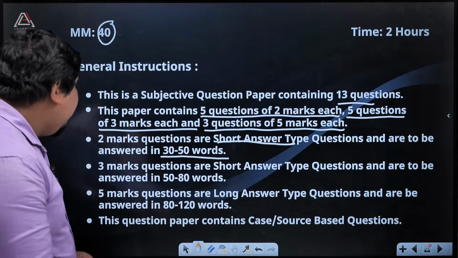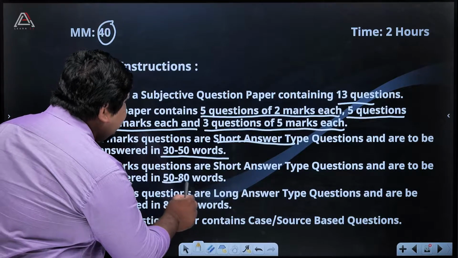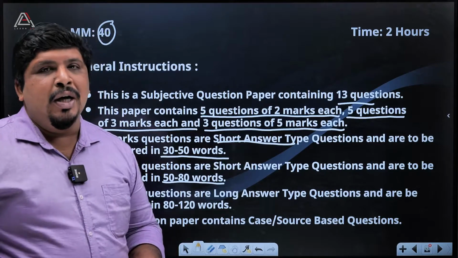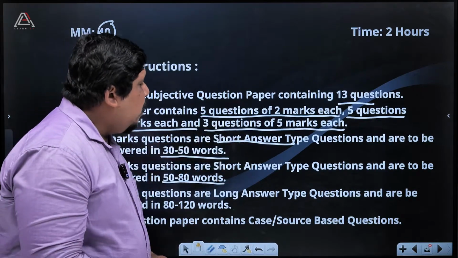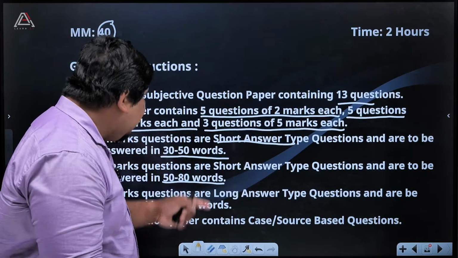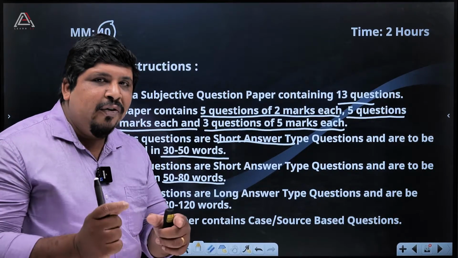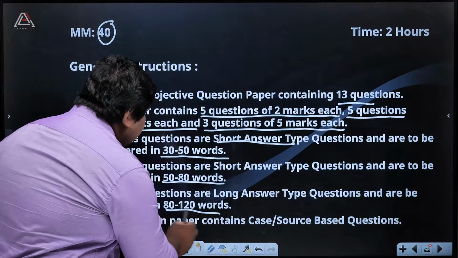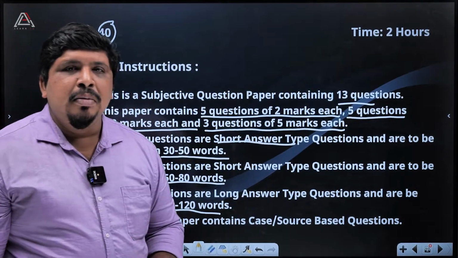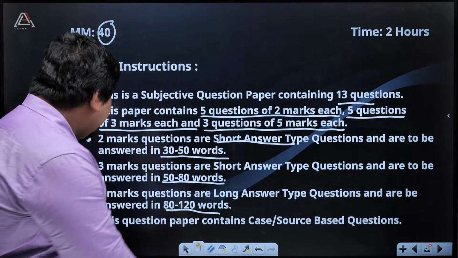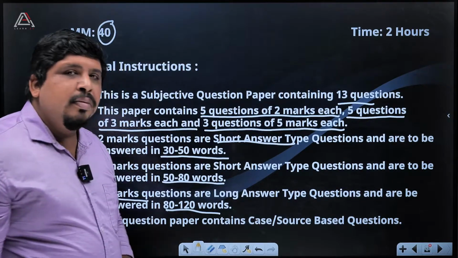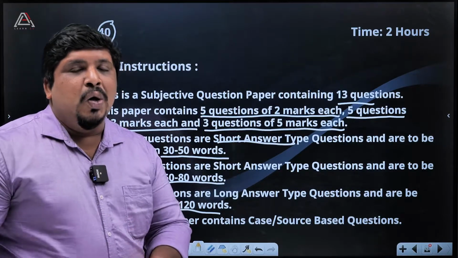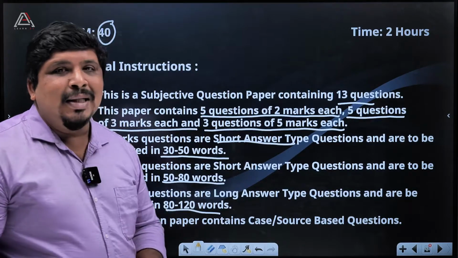Then next we have 3 marks questions, 50 to 80 words. Mainly you have to write 3 points. For very short answer, 2 points you can write, and here at least 3 points. But you have to write the correct points. Then the final one, you have to write 80 to 120 words, and you will get 5 marks for that. It is very simple: very short answer questions, short answer questions, then long answer type questions.